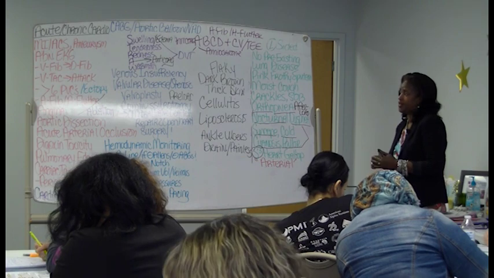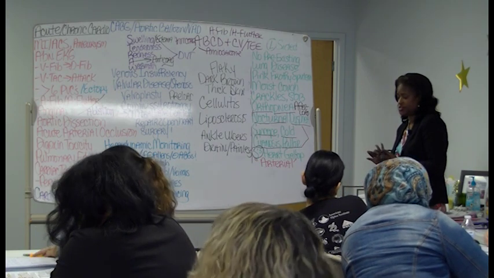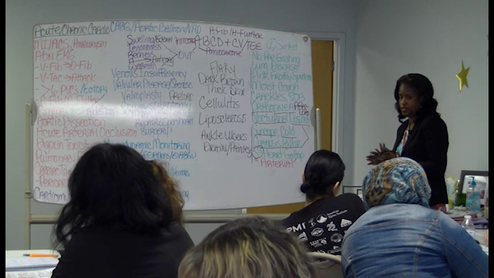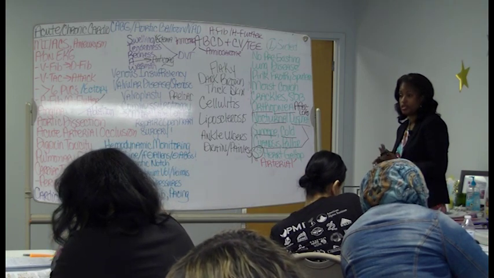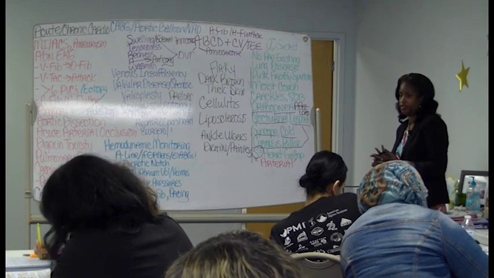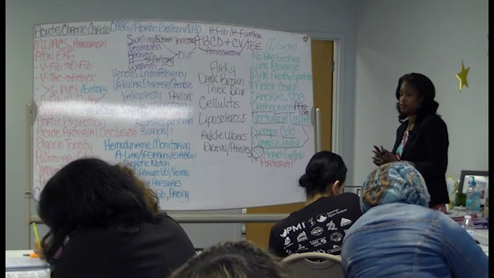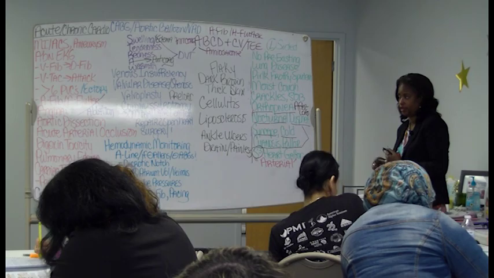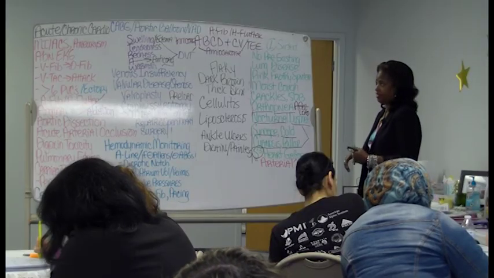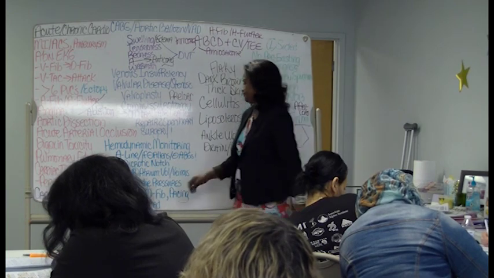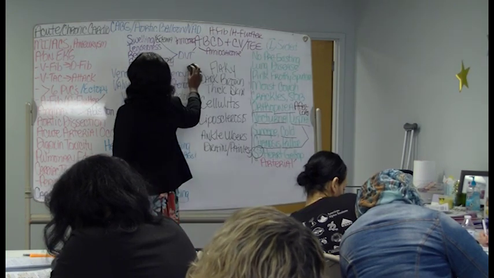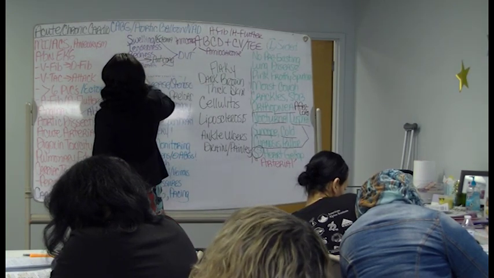The number 1 and 2 risk factors that will give this guy a DVT include surgery and immobility. Number 1 is surgery, and number 2 is immobility. That will give this guy a DVT. Patient does have varicose veins.